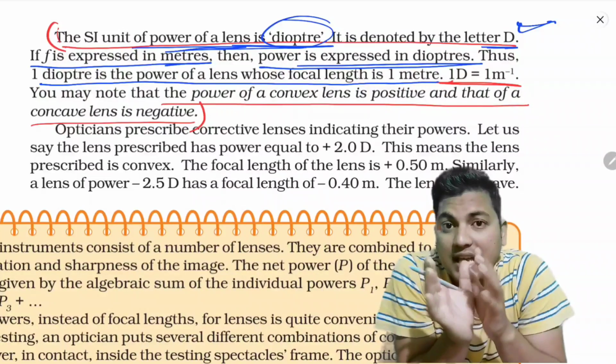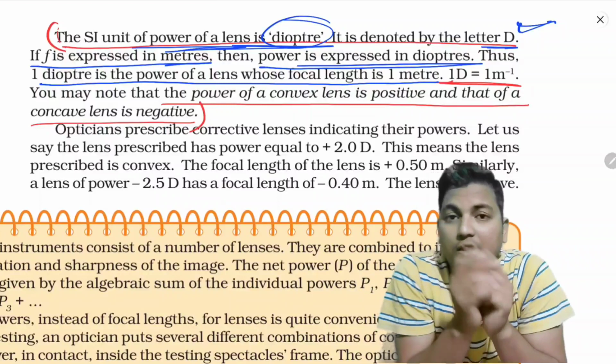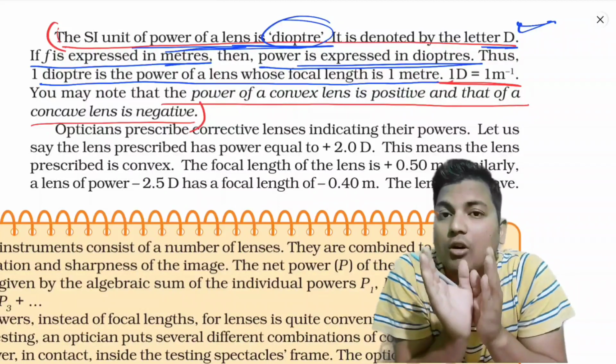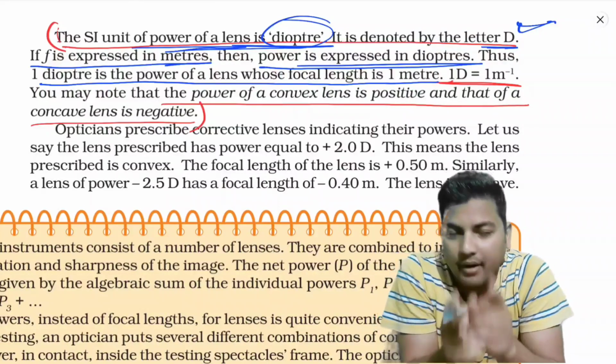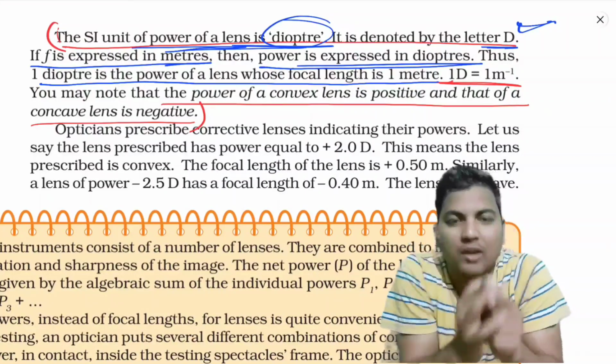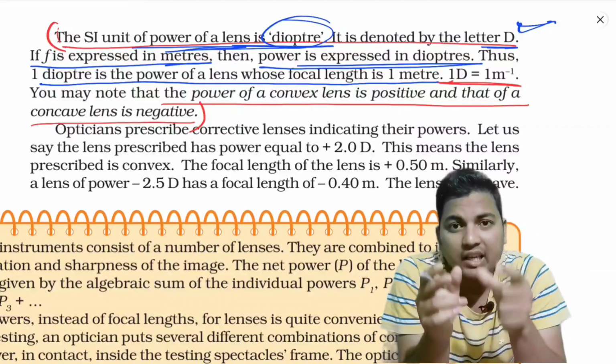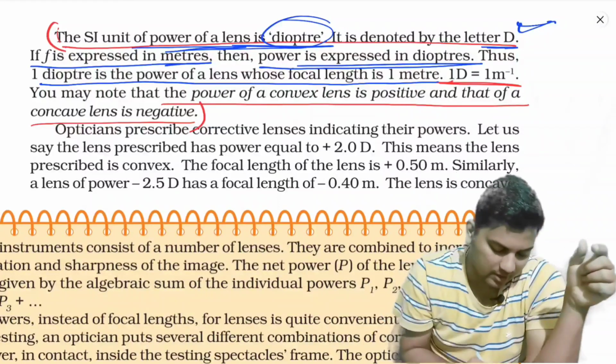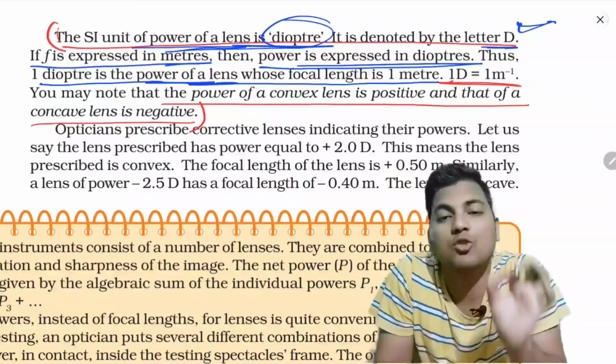So, if a question is asked, what do you mean by power of a lens? Then you have to write, it is the degree of convergence or divergence of light rays. But if a question is asked about what do you understand by one diopter, then you have to write, it is the power of a lens whose focal length is 1 meter.